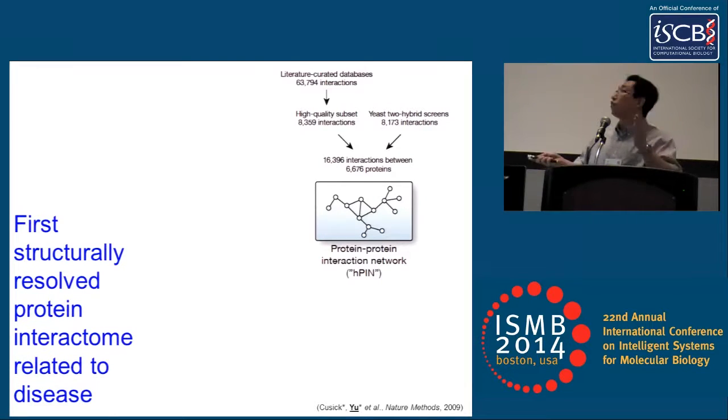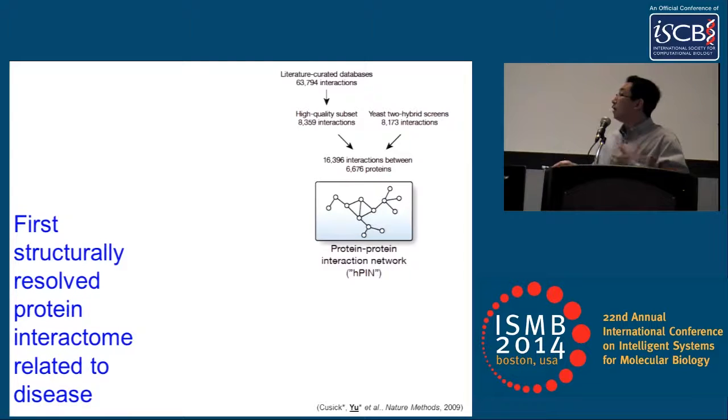So to do this, first of all, we try to get as many interactions as possible. We combine our own yeast two-hybrid screens with all reported interactions in the literature by going through all major databases. A key here is that we use a series of filtering steps to ensure, number one, our interactions are high quality, and number two, the interactions we use are direct binding of each other. Turns out, neither of these is necessarily true for many of the interactions reported in the literature.